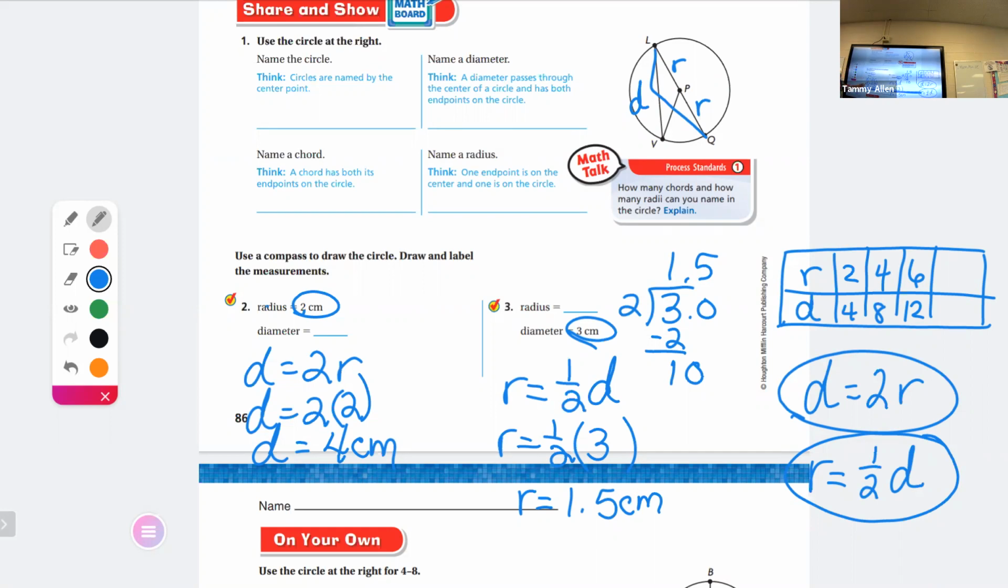So we're using our rules of substitution and simplifying. We're using our formulas. We arrived at our formulas based on a table that I gave you to show a relationship between the diameter and the radius, using a lot of math that we've learned this year. Questions? Okay.